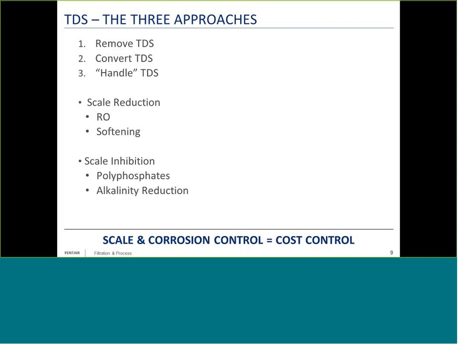The other way we handle TDS is alkalinity reduction. By using specialized softening techniques in Clarus products, we're able to not only reduce the hardness, but the alkalinity as well, and have some tools in the Clarus family to handle corrosion and scale control at the same time. Those are typically low volume applications. Scale and corrosion control equal cost control from an equipment perspective and a product quality perspective.